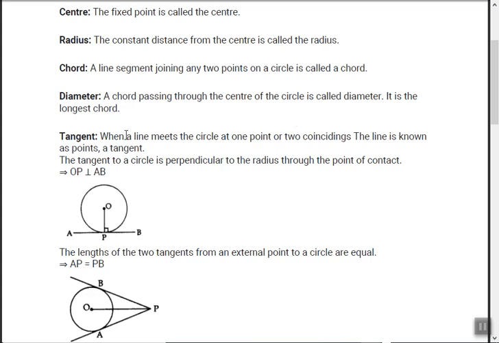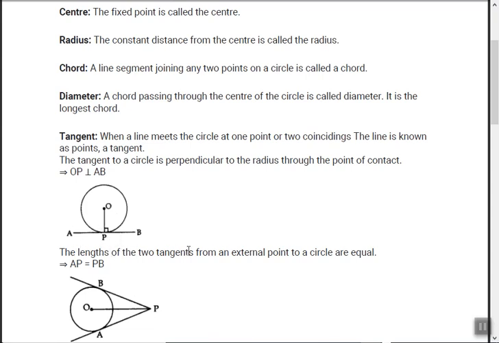Remember this. Tangent: when a line meets the circle at one point, or 2 coinciding points, the line is known as a tangent. Actually the definition should be very simple. If a line touches the circle externally, then that line is called a tangent. It should be as simple as that, never to make things confusing. See here, this AB touches the circle externally. That's it, that's a tangent. A tangent of a circle is perpendicular to the radius through the point of contact. Means, say the radius is OP and AB is the tangent, so these two are always perpendicular.